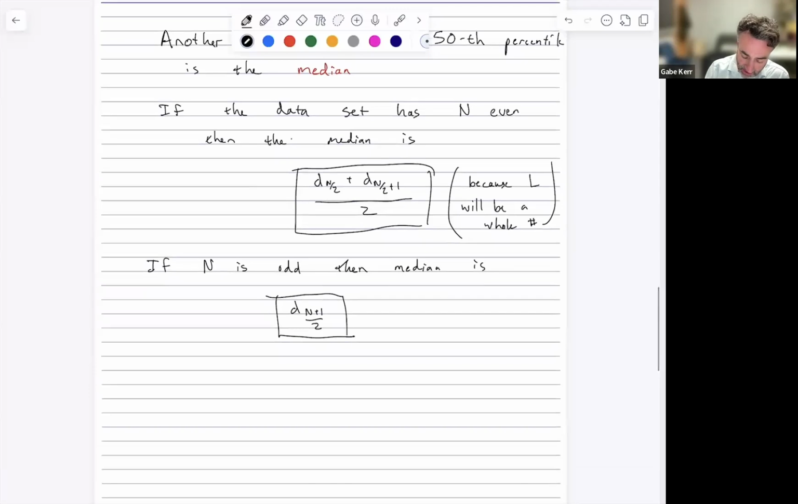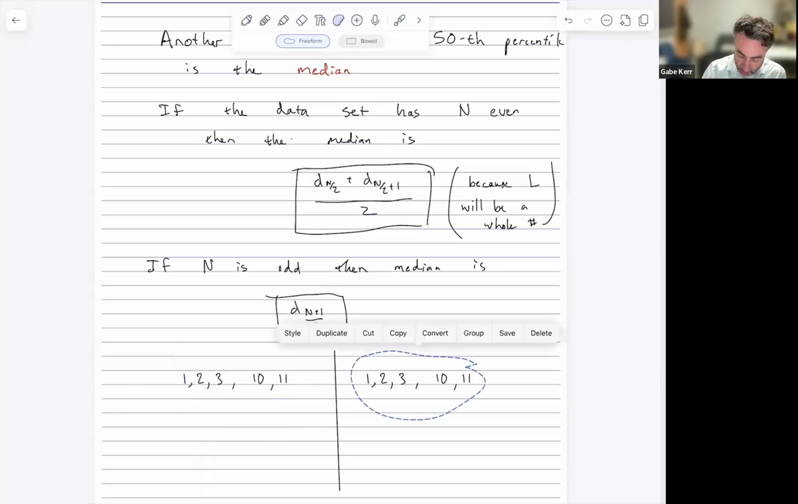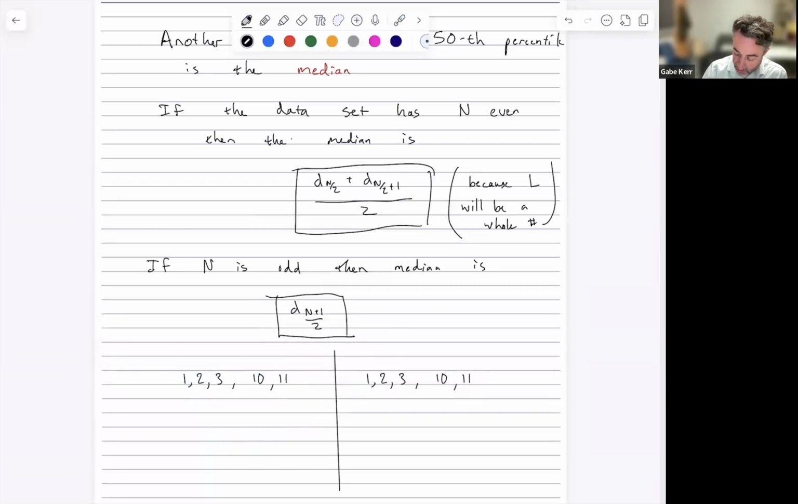Let's say we have a data set 1, 2, 3, and then we'll jump up to 10 and 11. Okay. Now this is one data set, and then I'll do the same one, but I'll tack on another. We'll say 100. Okay. So what are the medians in these two cases?